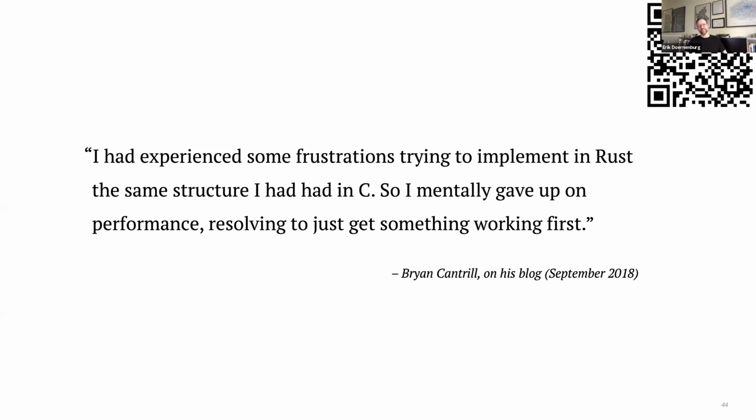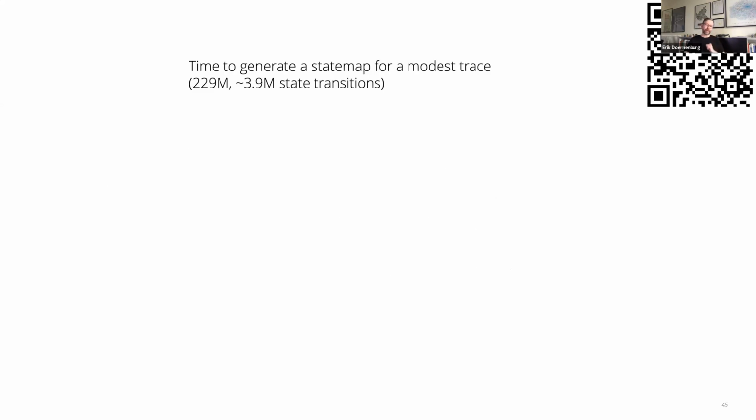And what happened when he did this? Well, actually, let me go back. What he did is he wrote a piece of software to generate state maps for traces. And the example that he gave in his blog post were 229 states and about 4 million transitions. The original version he implemented in Node.js took 83.1 seconds. And that was unacceptable to him.